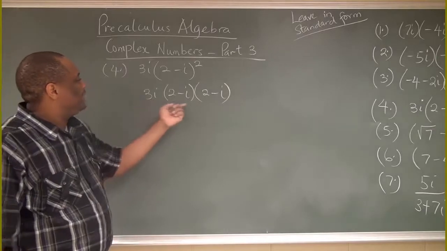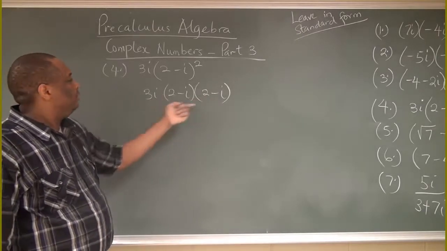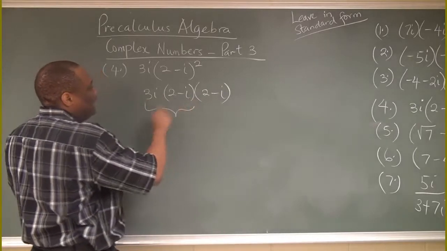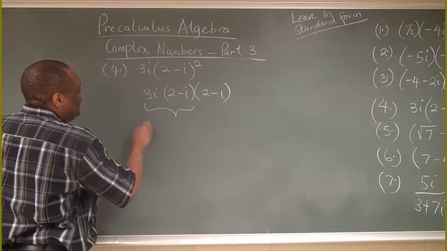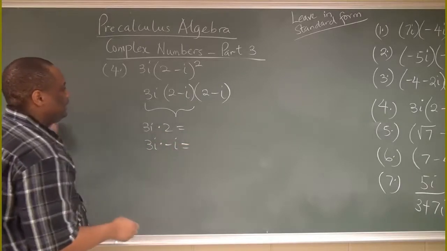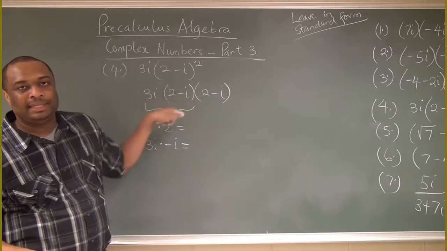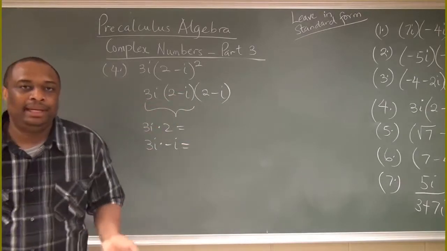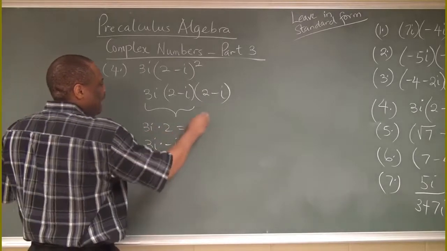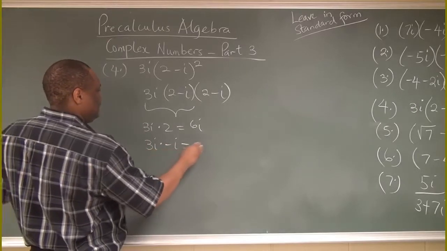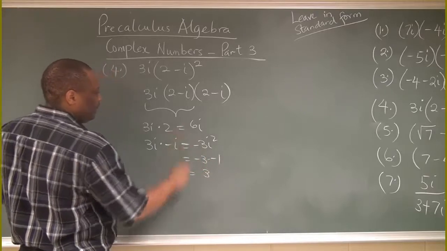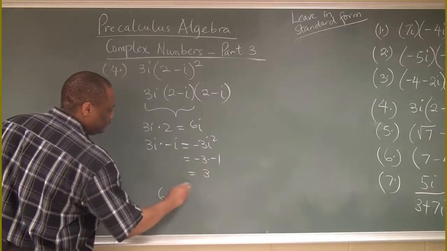You can do this first and then multiply it by this, or you do this two first and multiply it by this. It doesn't matter. I'll do it like I said. 3i times 2, then 3i times -i. I'm using the first one to multiply every other term, the way I explained it in multiplying polynomials. So 3i times 2 is 6i, and 3i times -i is -3i squared, which is -3 times -1, which is 3. So here we have 6i plus 3.